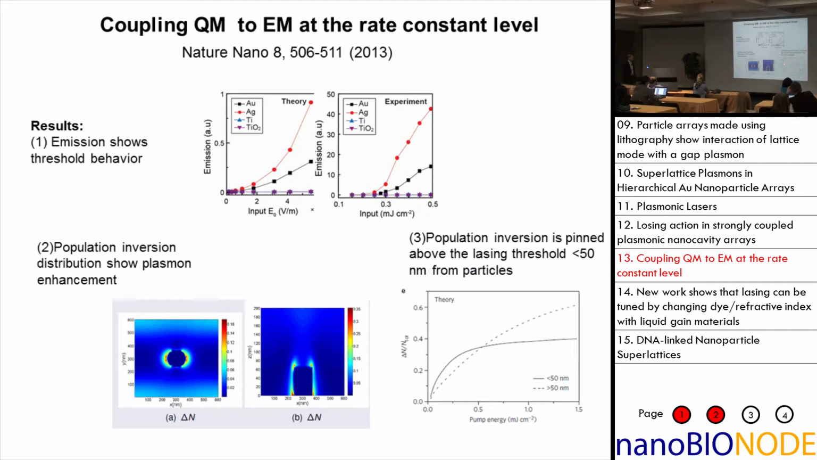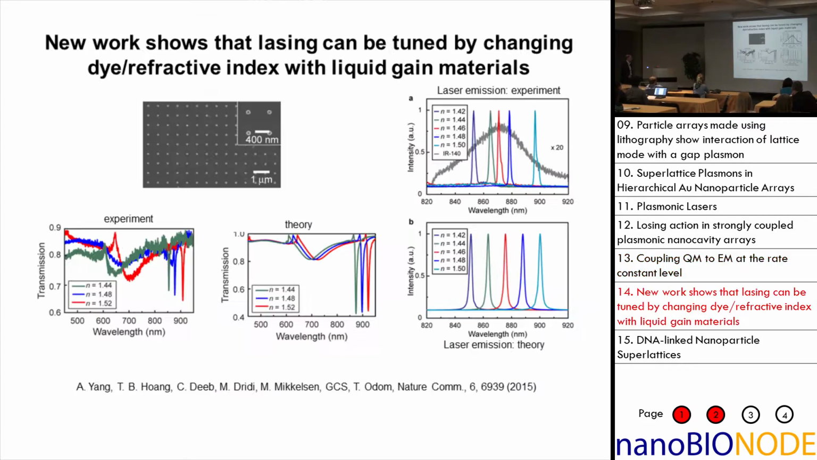And here we're showing just how the population inversion can get pinned when you go up above the threshold, so this flat region here. For the molecules that are within 50 nanometers of the particles, you see this pinning behavior, but not for the rest of the molecules. The rest of the molecules are ones where the population inversion is smaller or it isn't inverted.